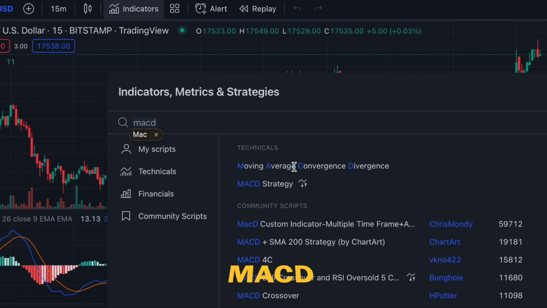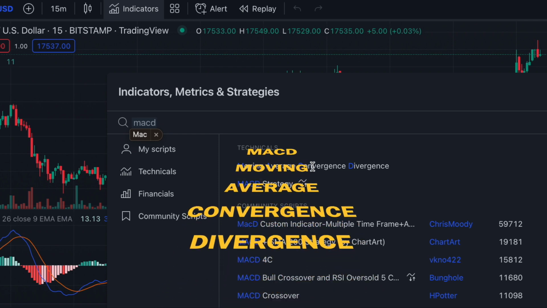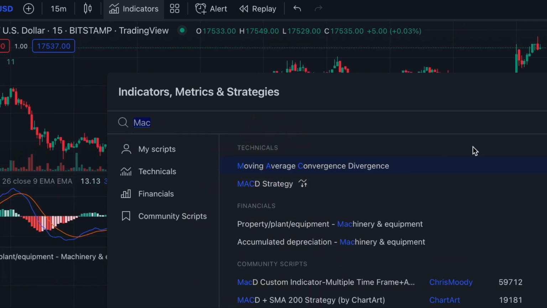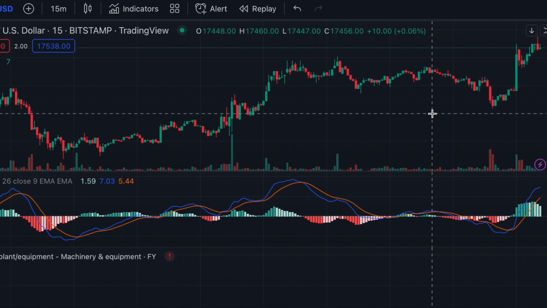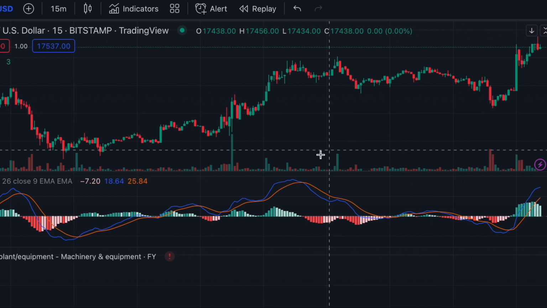So what is MACD? The MACD is the moving average convergence divergence. To give you some more information, the MACD indicator uses moving averages in order to find trends in the market. And it's actually pretty amazing at it too. If you're an experienced trader, you probably know what it is. Okay, so here we have the MACD.